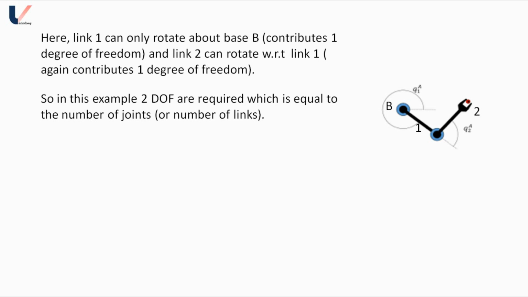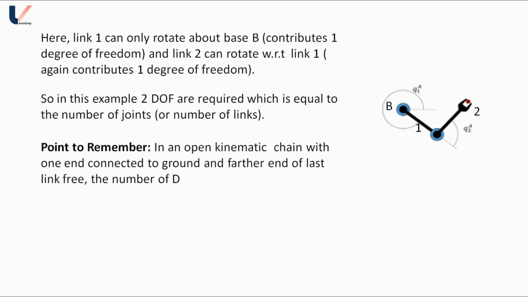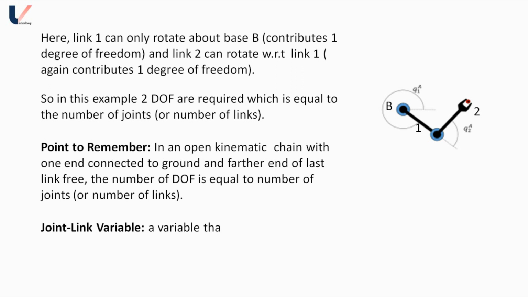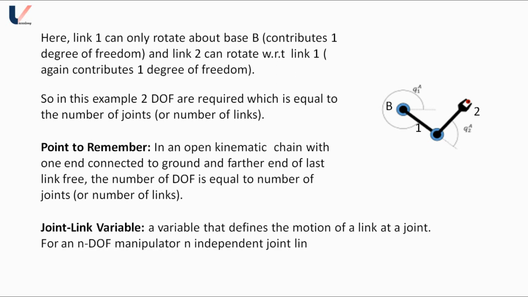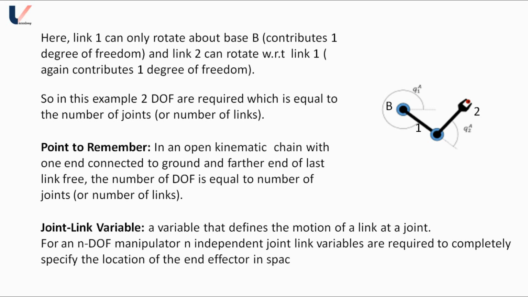Okay, now a point to remember is that in an open kinematic chain with one end connected to the ground and the farther end of the last link free, the number of degrees of freedom is equal to the number of joints or number of links. Look at the previous example. This arm is a kinematic chain with one end fixed and the other end free, has 2 degrees of freedom, and the number of joints is also equal to 2. One joint is between base and link 1 and the second joint is between link 1 and link 2. The number of links is 2, so remember that for such a kinematic chain, the number of links or number of joints is equal to the degrees of freedom.